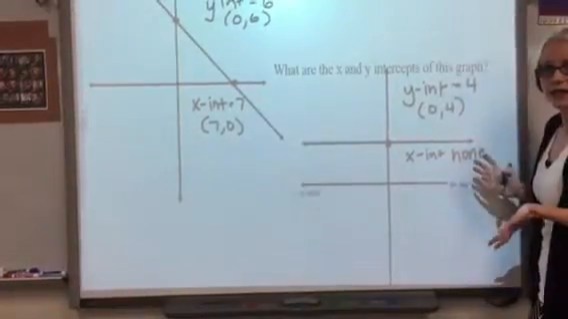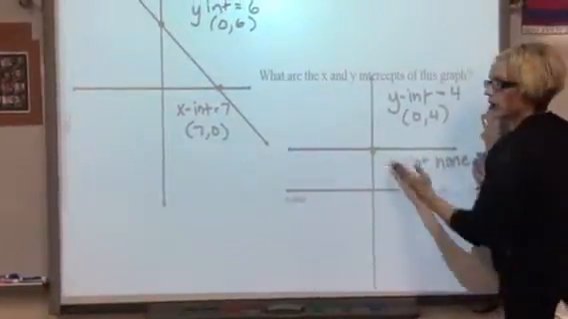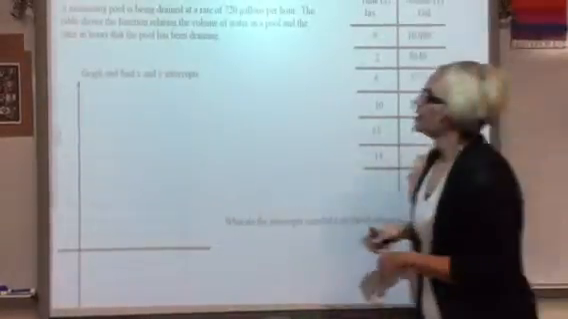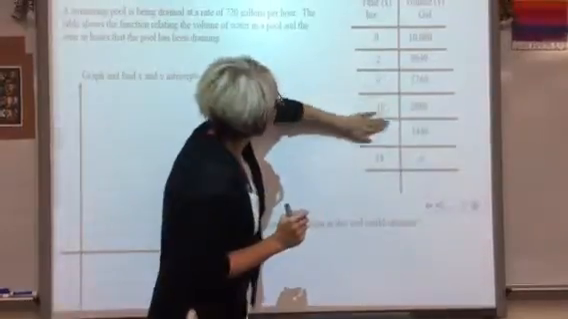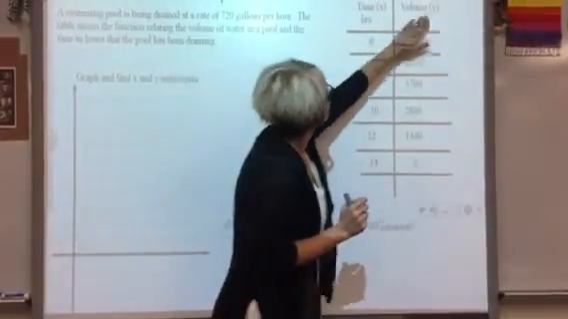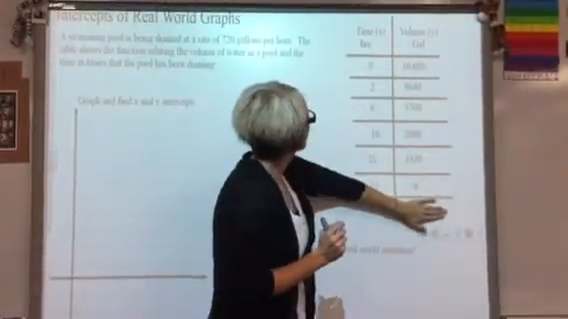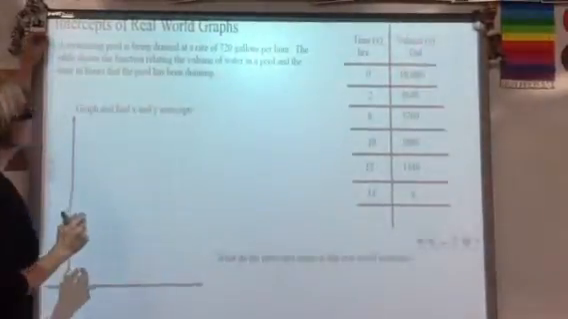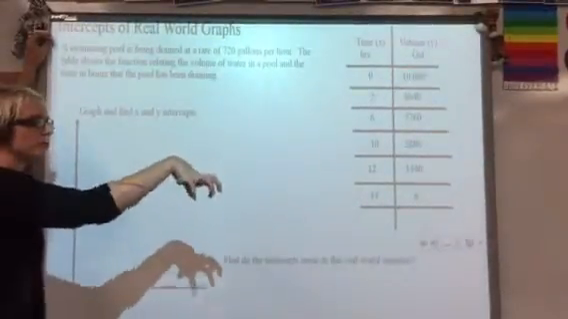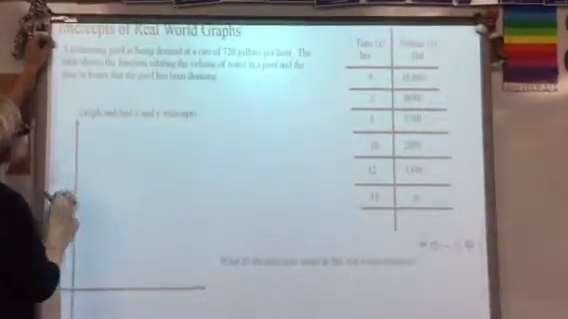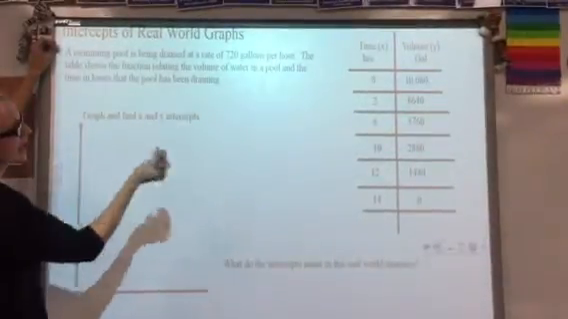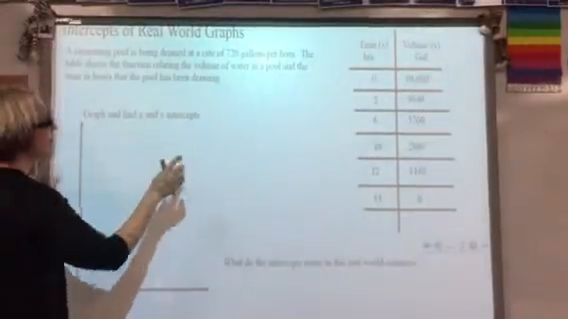And that will happen sometimes in a linear equation. It won't go across both axes. Now, a real-world problem: this is a table that has time in the x column and volume in gallons in the y column. What happens is we have a full swimming pool, and we're going to drain this pool at a rate of 720 gallons per hour. So the table shows how much water is in the pool at that time.